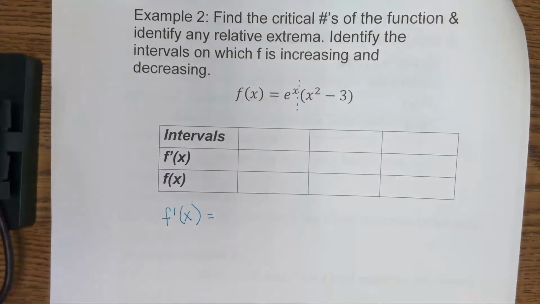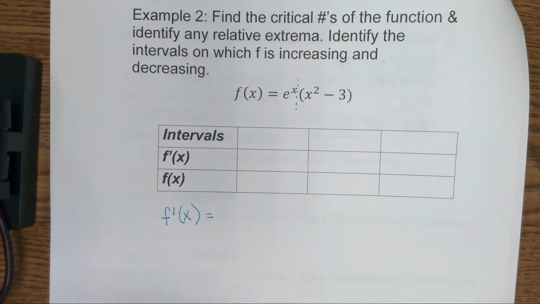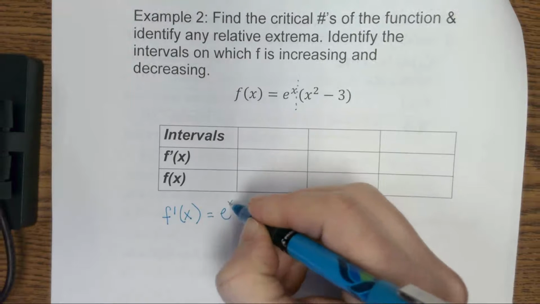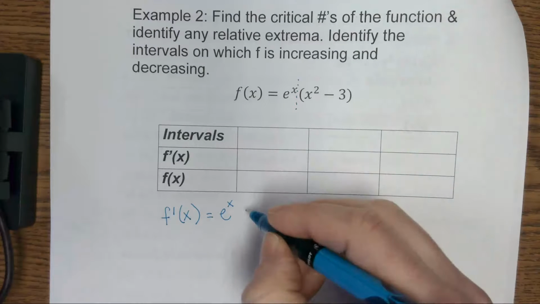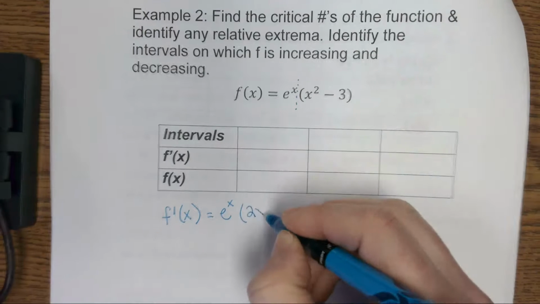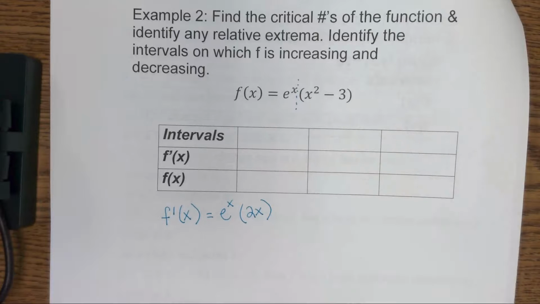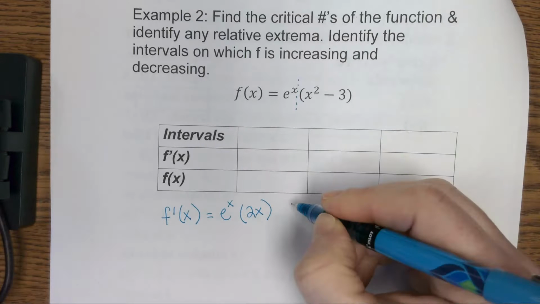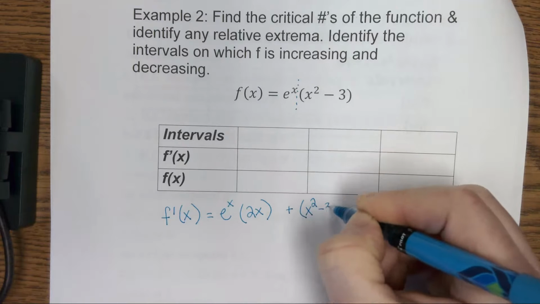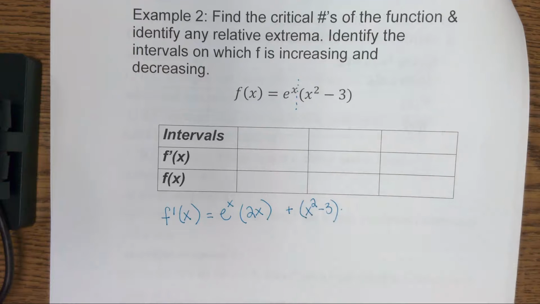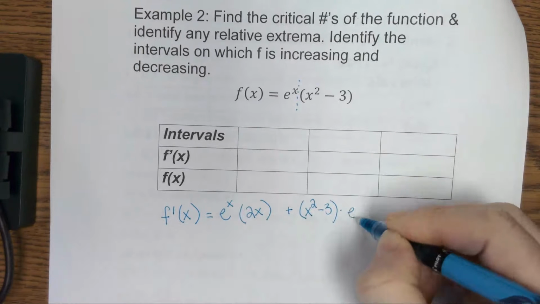So we have first d second. So first is e to the x. The derivative of x squared minus 3 is times 2x. Plus second d first. So plus x squared minus 3 times the derivative of e to the x, which is e to the x.